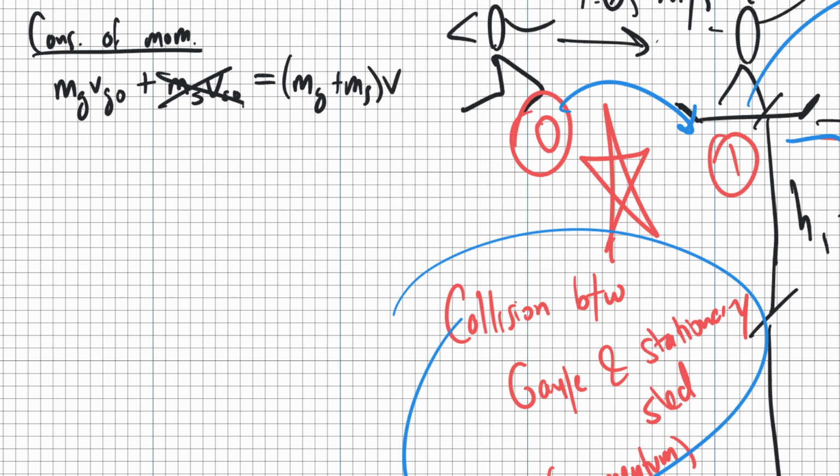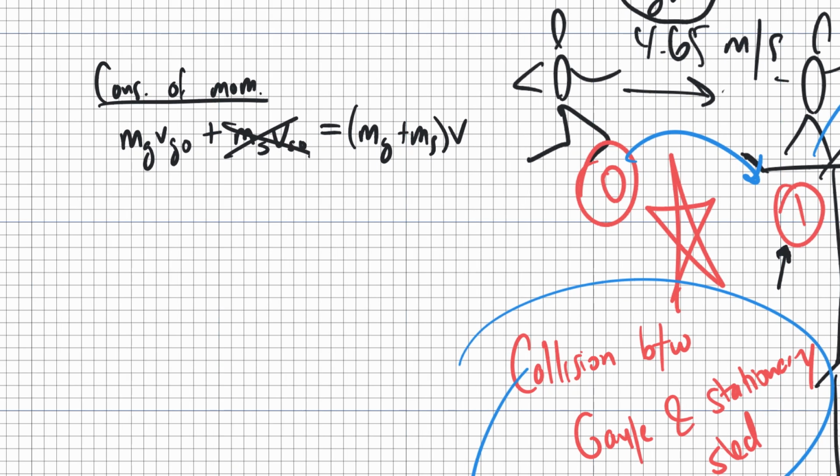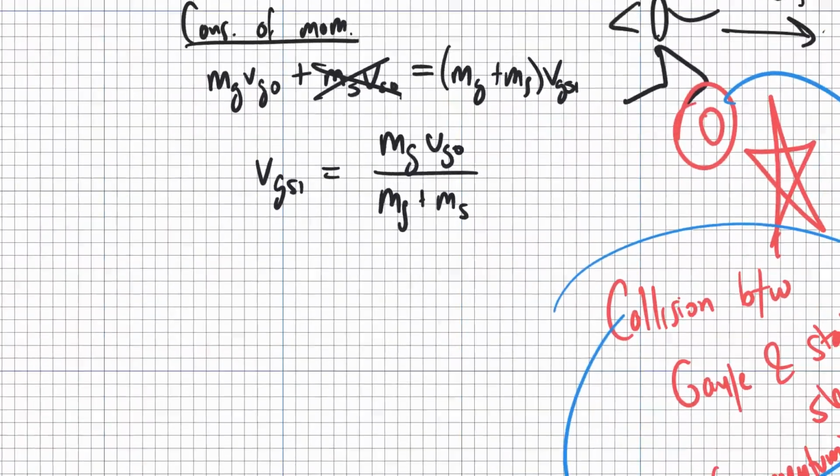the velocity, what do we want to call that? Well, we know it's going to be 1. Let's call that velocity of Gayle and sled 1. So let's solve for VGS1. VGS1 then equals, we're going to rearrange, mg Vg naught over mg plus ms. So let's go ahead and plug and chug and solve that.